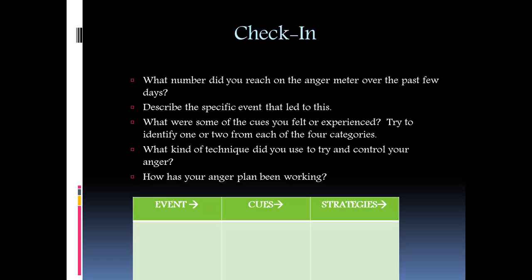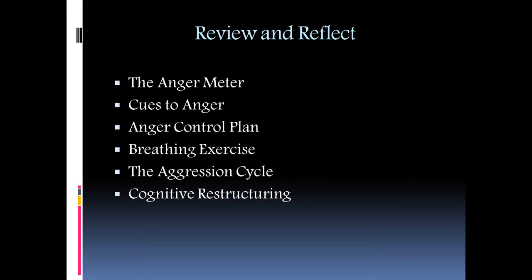What kind of technique did you use to try and control your anger? And how has your anger plan been working? So again, remember the event, the cues, and then the strategies. And the last section, we learned about 2 types of cognitive restructuring. We've already been talking about thought stopping, but we learned about the ABCD model as well.